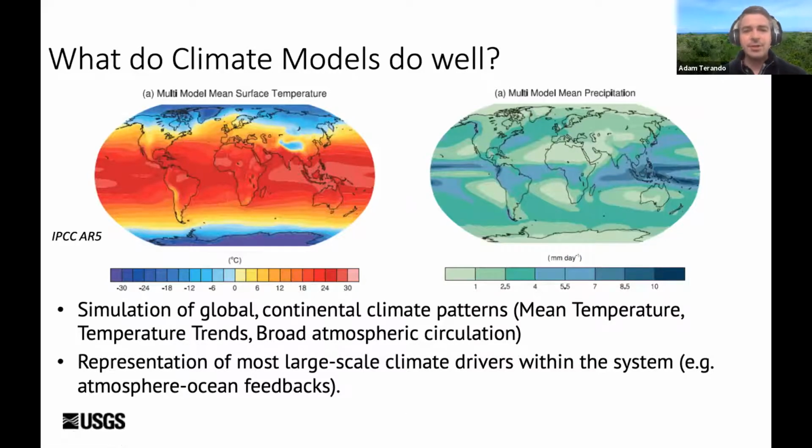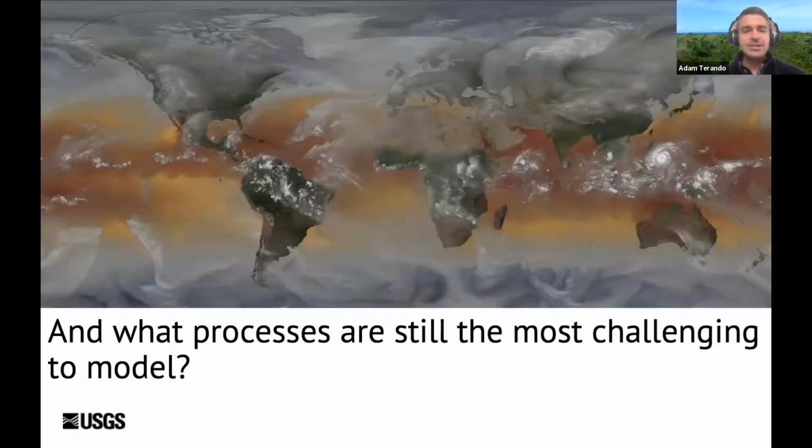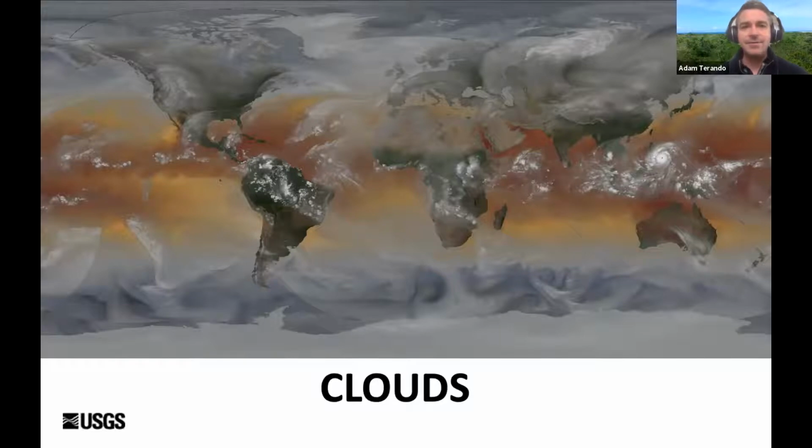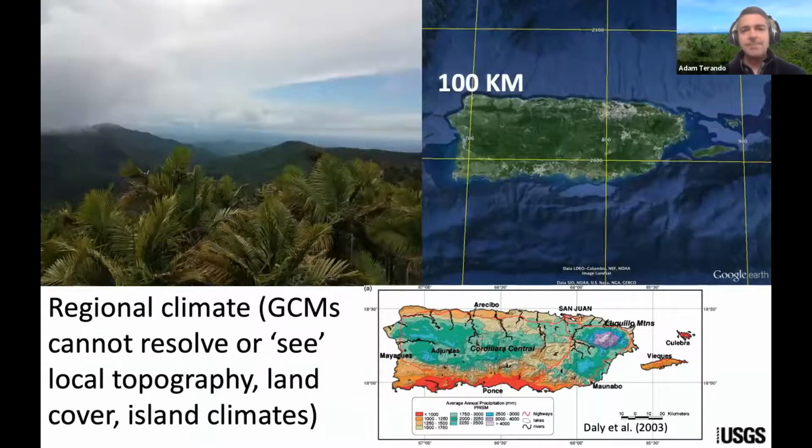Well, simulation of global and continental climate patterns, subcontinental patterns, particularly for things like mean temperature, atmospheric circulation, and representation of most large-scale climate drivers within the system. Things like El Nino that we think about as having a large influence on climate variability from year to year. There's things that are still very challenging for climate models to simulate. In a word, clouds. Clouds are very difficult and an ongoing challenge, and ongoing improvements are made to our simulation of clouds. But also, it's difficult to simulate well regional and local climates because the models, this is more just a computational problem, are just not set up to do that.